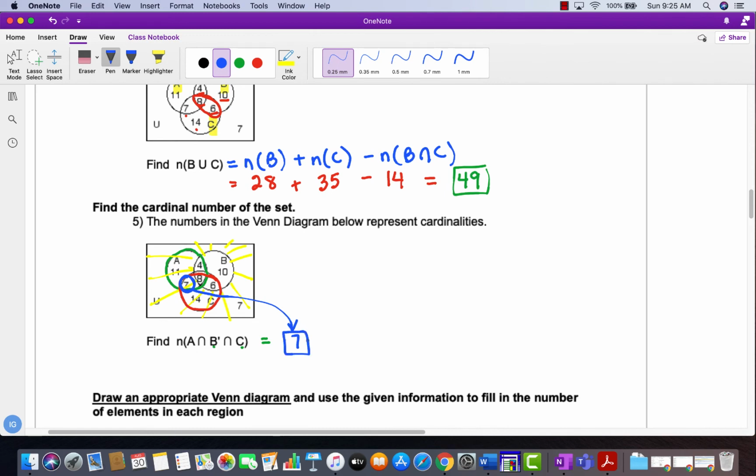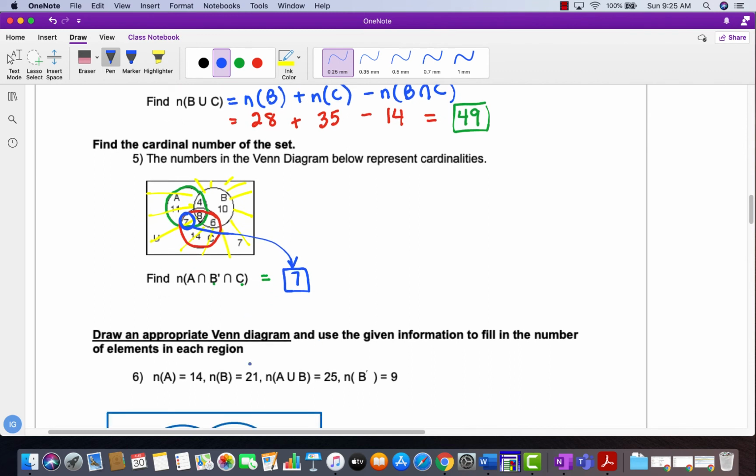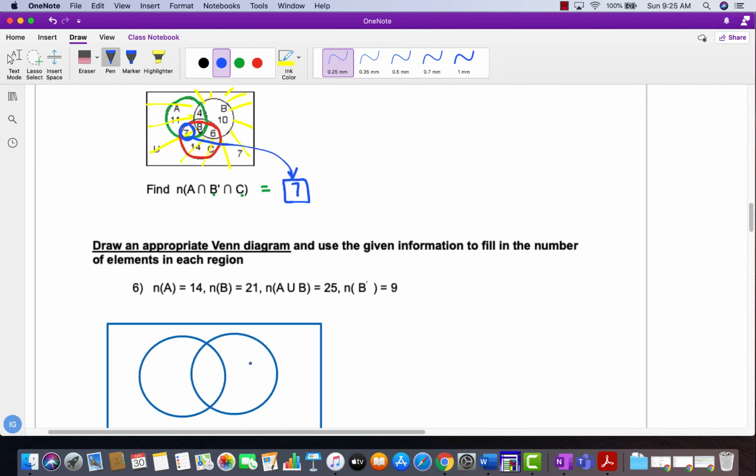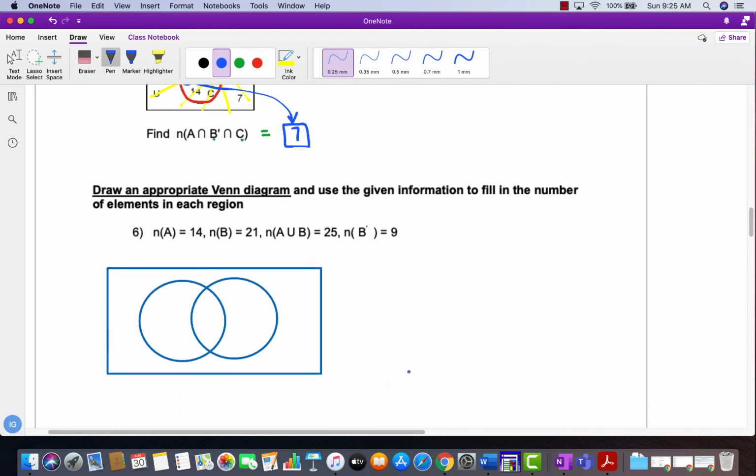Okay, I know that these are kind of tricky. You have to be really careful and understand what the symbols mean in order to be able to figure them out. Okay, the last one that we're going to do today, the rest I want to finish in class. This one we need to draw the appropriate Venn diagram. I made a picture already. And use the given information to fill out the number of elements in each region, okay? So they give you all this information and we're supposed to place it in here, okay?